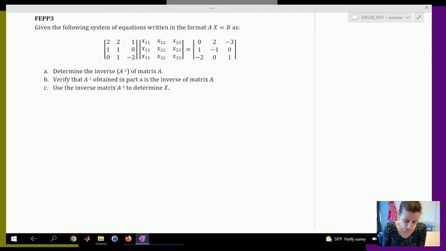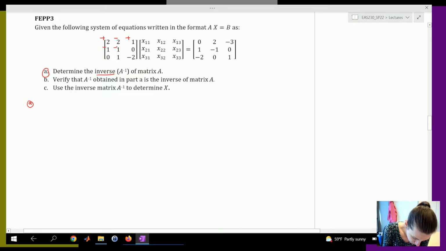A, determine the inverse of matrix A. You're not told which method to use, so you have 2 options: Gauss-Jordan elimination or cofactors. I find cofactors personally a little bit easier to debug, a little bit easier to work with. There's more independent things, whereas Gauss-Jordan elimination builds on itself. So I'm going to go ahead and use my cofactors. So my grid is plus, minus, plus, minus, plus, minus, plus, minus, plus.